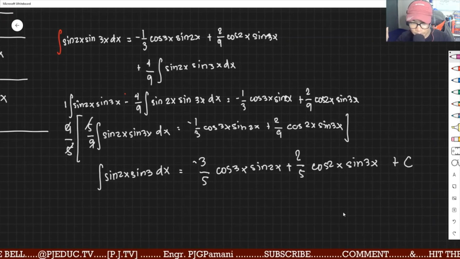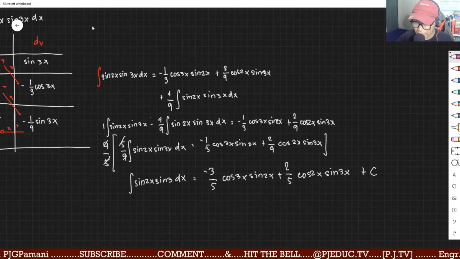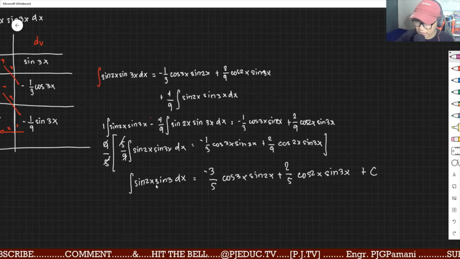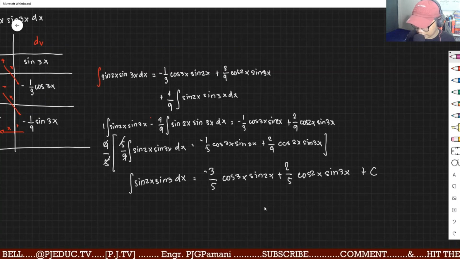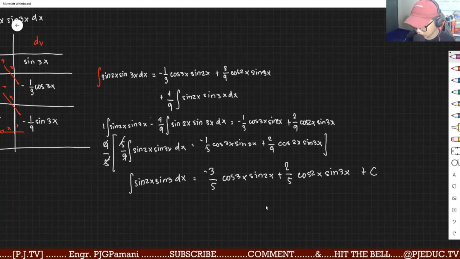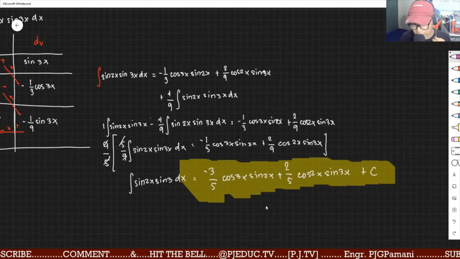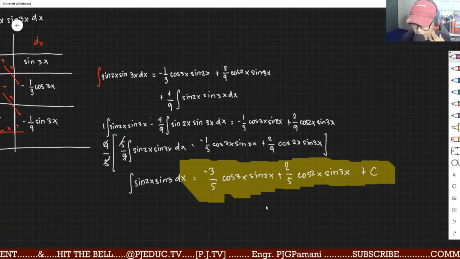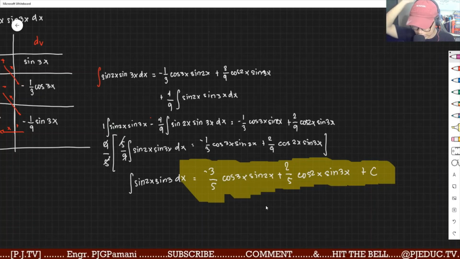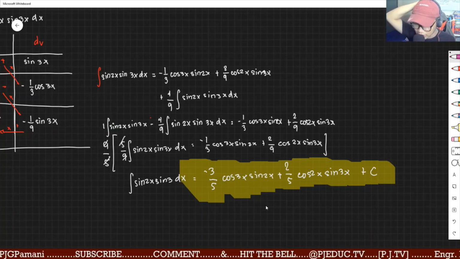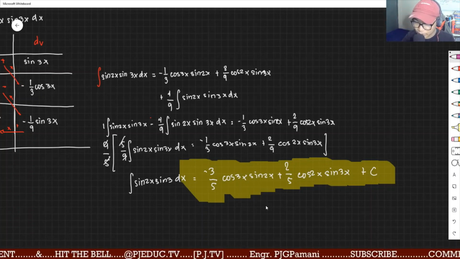Did we solve the problem? Yes. Question is the integral of sine 2x times sine 3x dx, which is equal now to negative 3/5 of cosine 3x sine 2x plus 2/5 of cosine 2x times sine 3x. Solve natin, di ba? Ganun lang, magic. Paglaruan nyo lang yung problem.